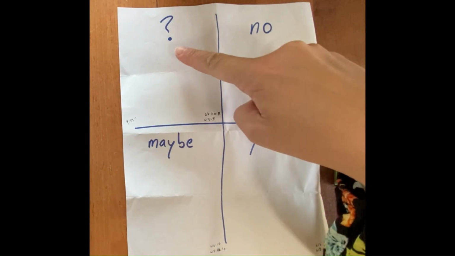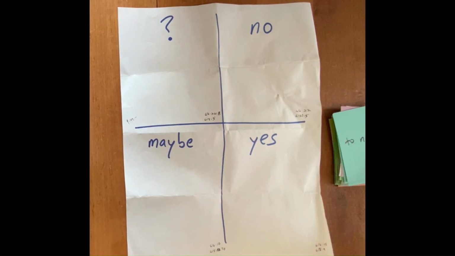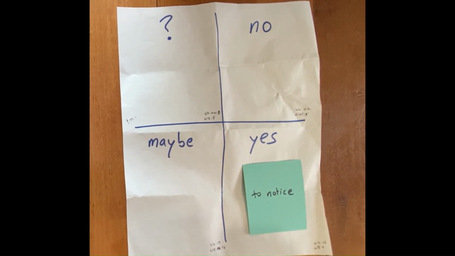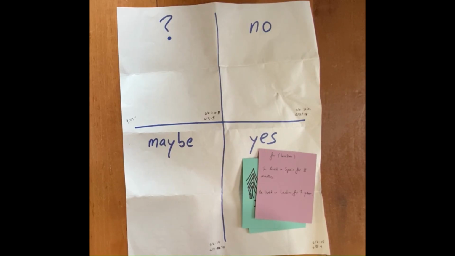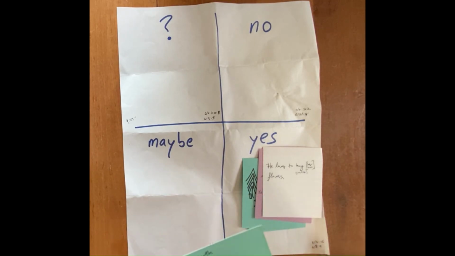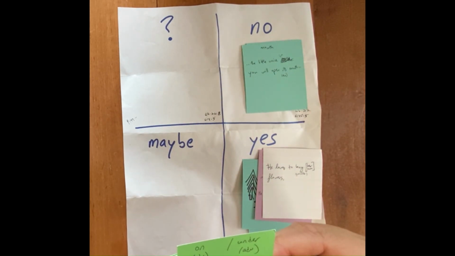It has a question mark, a no, a maybe, and a yes. As I'm going through my stack of cards, I look at each card and quiz myself. If I got it absolutely right, I put it under yes. If I made one small mistake, or I wasn't quite sure but I think I got it, I put it under maybe. If I made a big mistake, or I really didn't understand, or I'd totally forgotten, I put it under no.